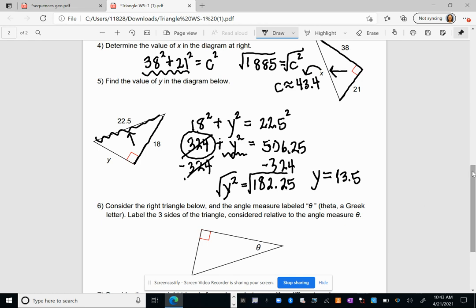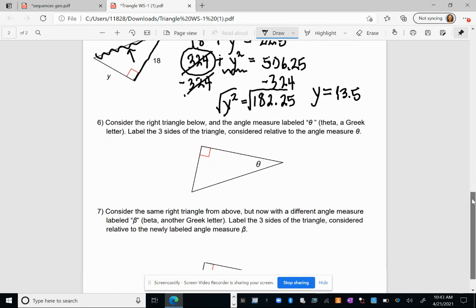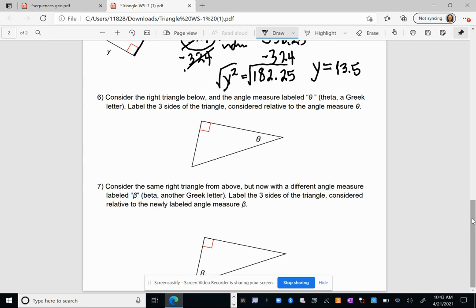All right, now we're finally on to this new idea. It turns out that you're going to be able to find the missing sides of right triangles with less than two sides. But we need to make sure we can name the sides based on an angle that is given. It's called the reference angle. So it says, consider the right triangle below and the angle measured theta.